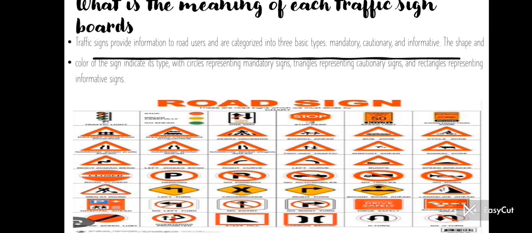What is the meaning of each traffic sign board? Traffic signs provide information to the road users and are categorized into three basic types: mandatory, cautionary, and informative. The shape and color of the sign indicate its type, with circles representing mandatory signs, triangles representing cautionary signs, and rectangles representing informative signs. These signs are very important, guys. If you see a traffic sign out here, it means there are traffic signals coming up, and you should go to this.